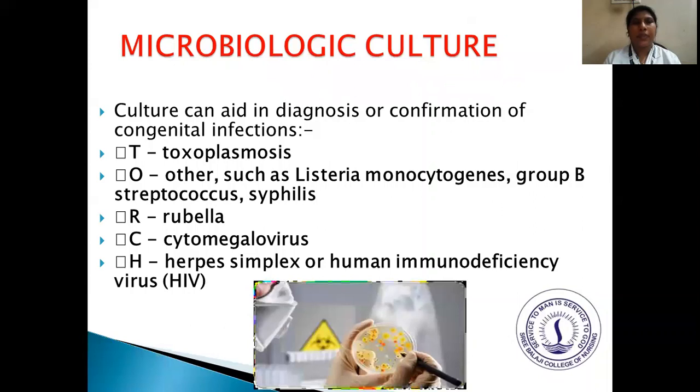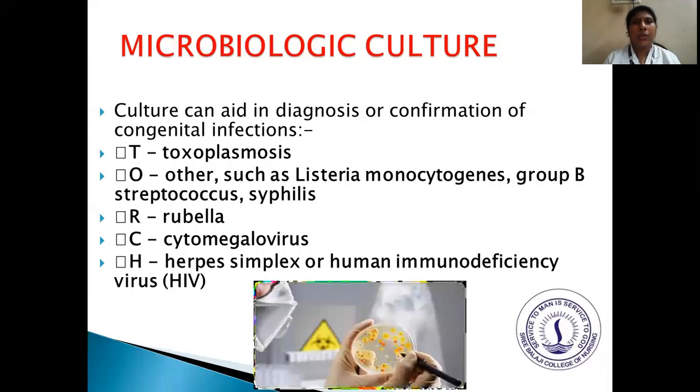Microbiological culture. Culture can aid in diagnosis or confirmation of congenital infection. That means TORCH. What does TORCH mean? T means toxoplasmosis, O means other, such as Listeria monocytogenes, group B Streptococcus, syphilis. R means rubella, C means cytomegalovirus, H means herpes simplex or human immunodeficiency virus, that means HIV.